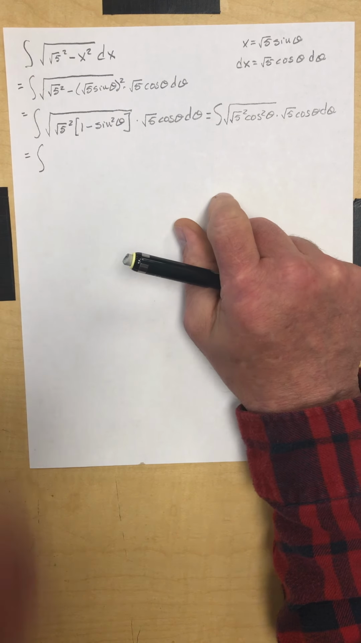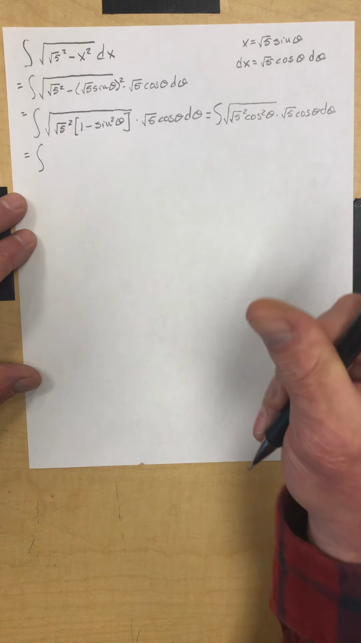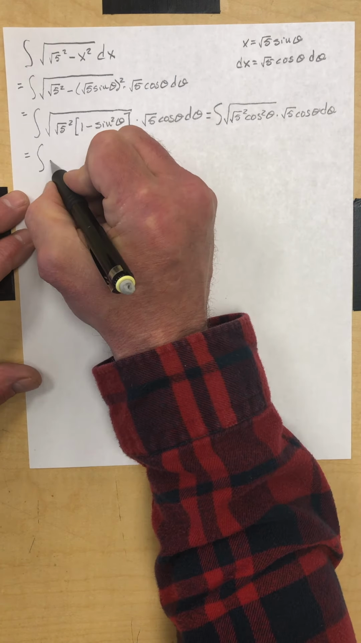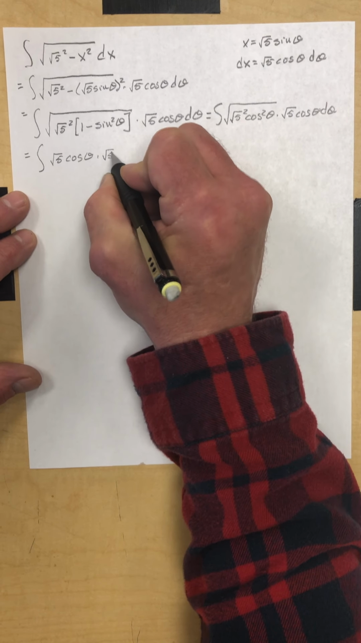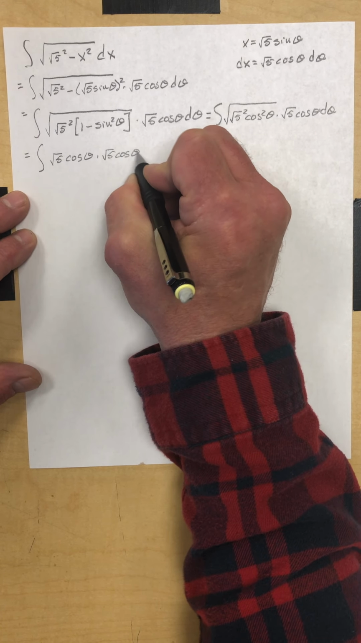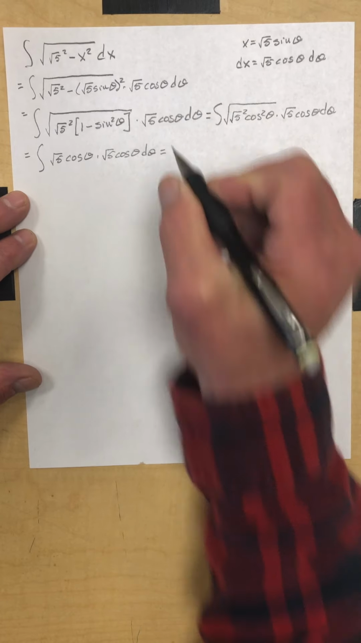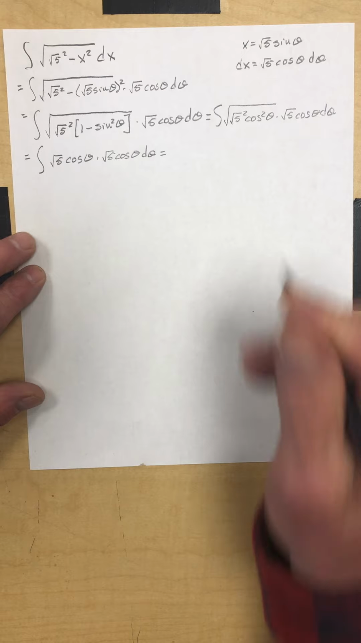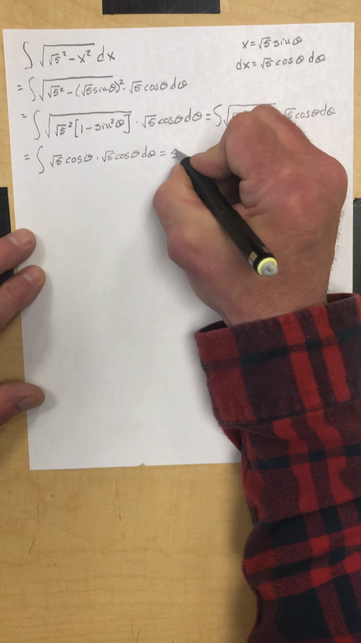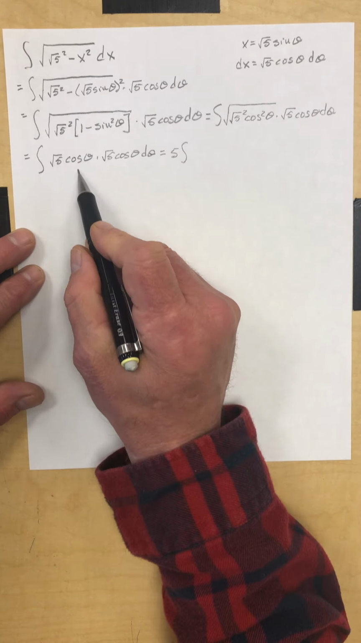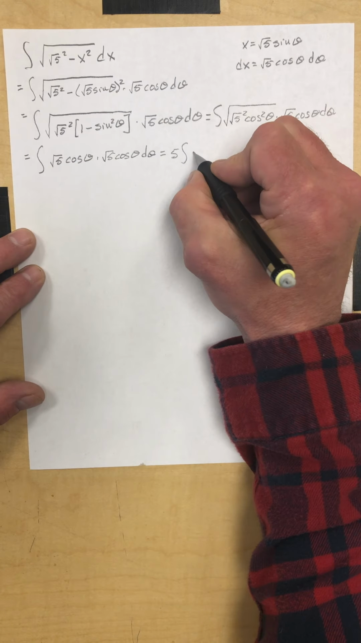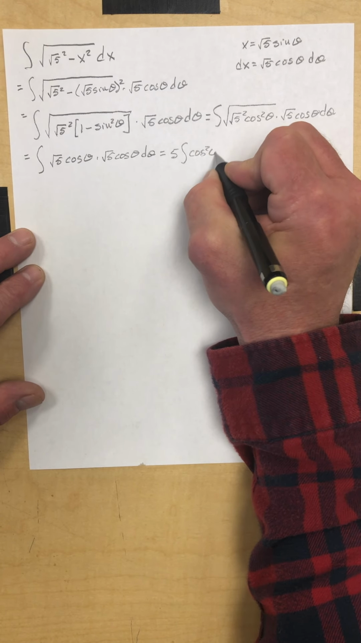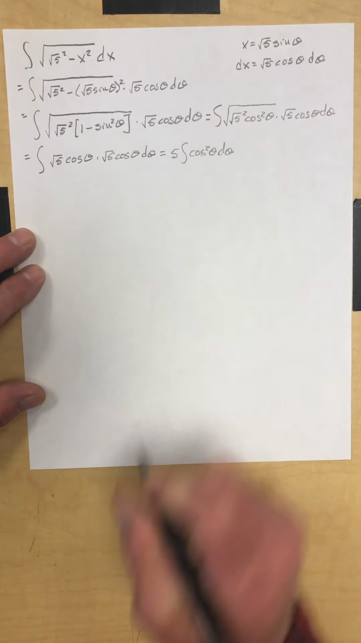Okay, so now this radicand is a perfect square, so I take the square root of it and I get radical 5 cosine theta times radical 5 cosine theta d theta. Okay, so let's see, I've got a constant multiplier, radical 5 times radical 5, so that's just 5. So I can put that guy out front. Cosine theta times cosine theta is cosine theta squared d theta.